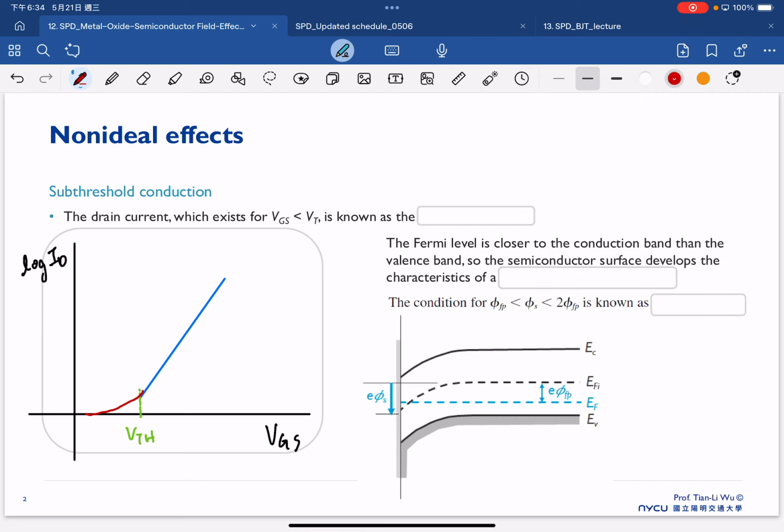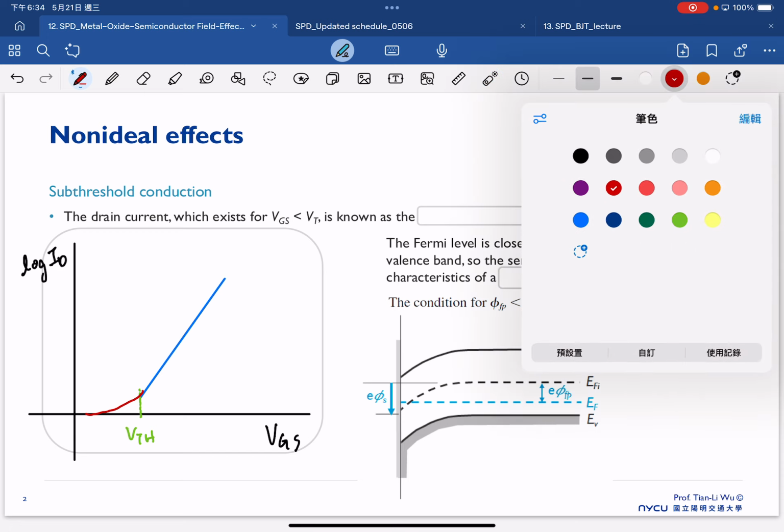This is the experimental result, which is more realistic for the transistors that we are using, that even when the gate voltage is below the threshold voltage, we start to see the current here. So the drain current which exists when our gate bias is smaller than the threshold voltage is known as the subthreshold current.